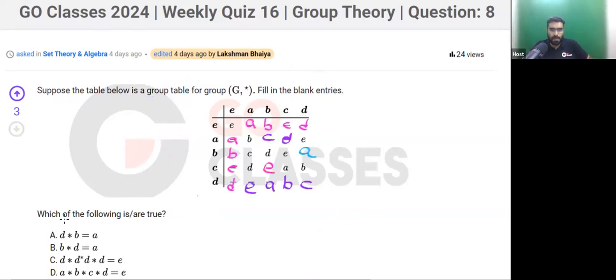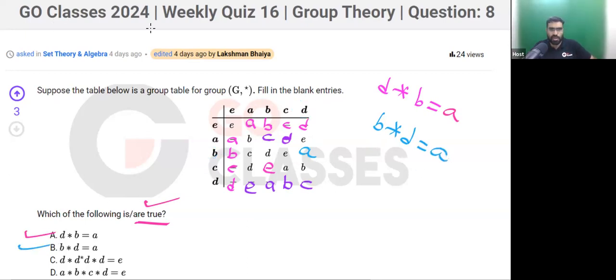Now let's move on. Now you tell me the remaining. What is D star B? You can see D star B will be A. So this is correct. The question is asking for the true statement. What is B star D? That is also A. This is also correct.